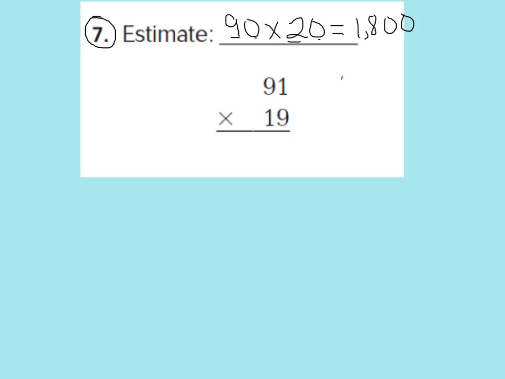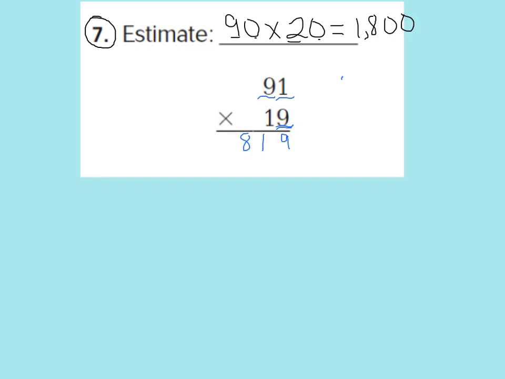Now we're ready to multiply with regrouping to see what our product is. I need to start with my ones place on my bottom factor and multiply it by my ones place on my top factor. 9 times 1 is 9. I didn't need to regroup there. Now I need to multiply my 9 times my tens place up top. 9 times 9 is 81. So I've multiplied my bottom factor ones place by every one up top.